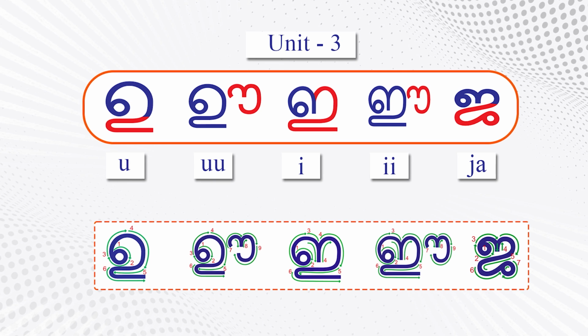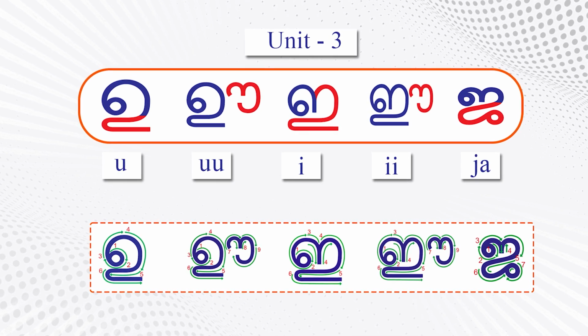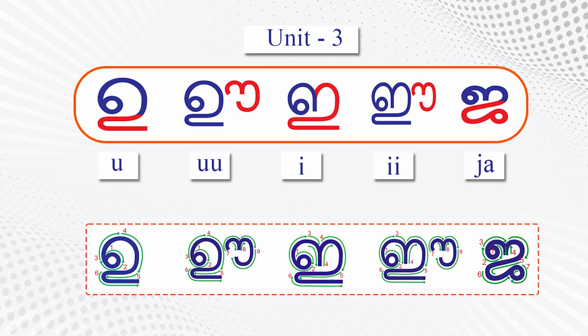I hope you learned all the letters discussed in the last classes. Some more new letters are going to be learned today. This unit has 5 letters. This group is also made based on their shapes. It has 4 vowels, their corresponding signs and a consonant letter.